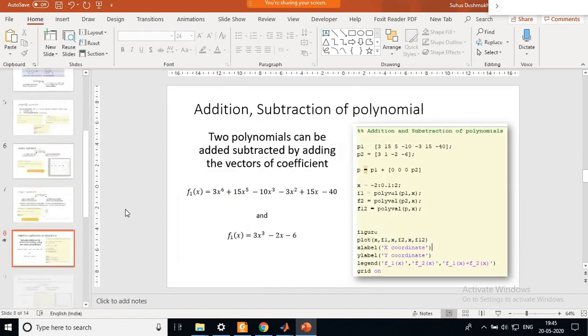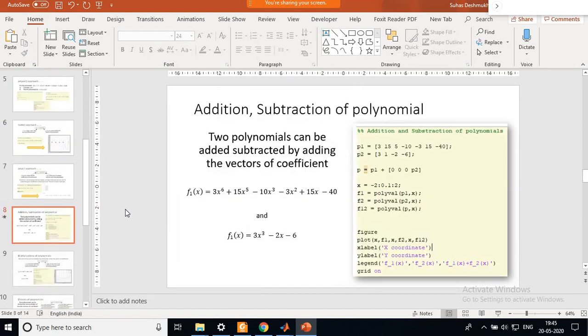Then another part is how to use addition and subtraction of polynomials. Most of the time we may need mathematical operations like subtraction of polynomials and addition of polynomials. Two polynomials may need to be added, multiplied, subtracted. So many operations we need to do.